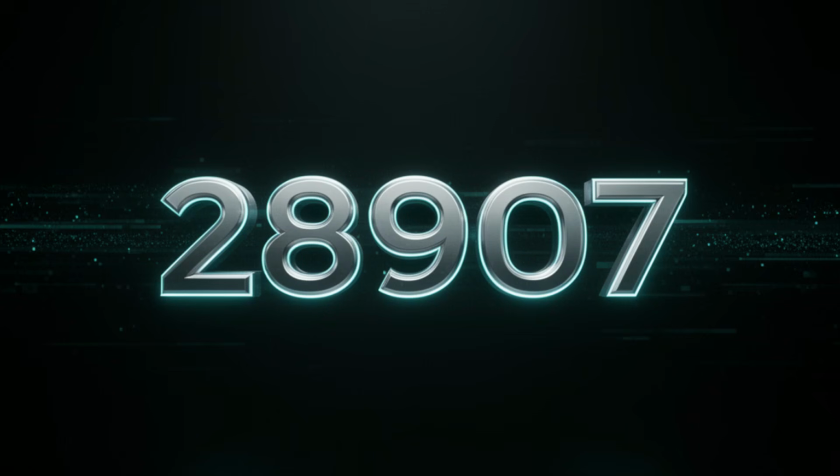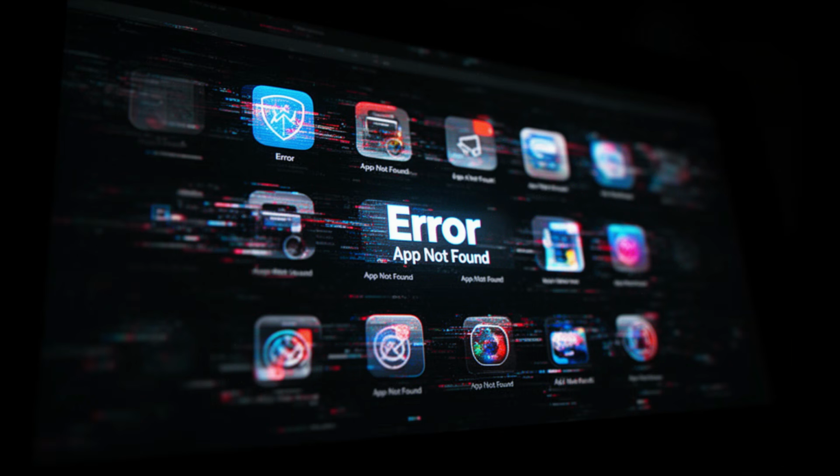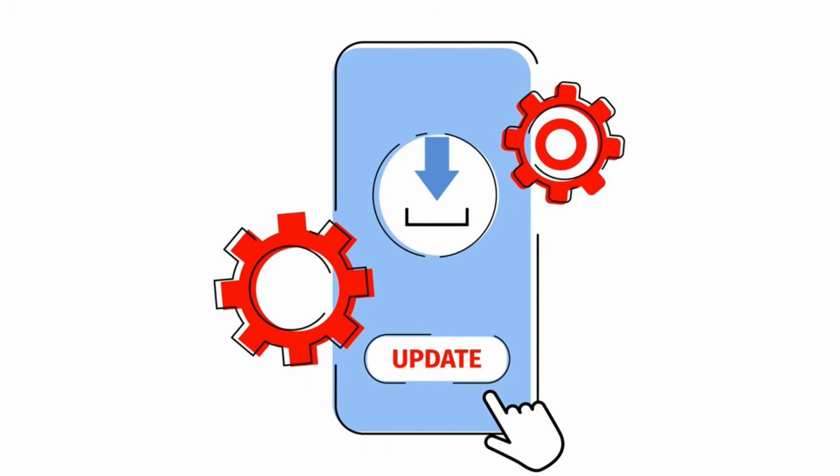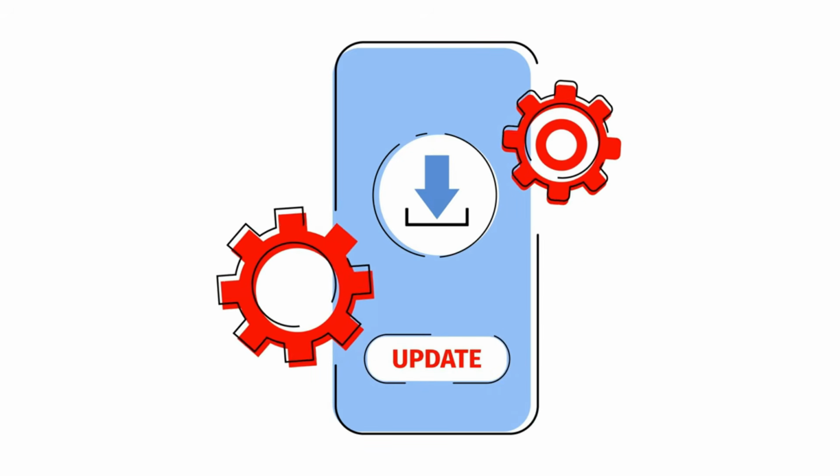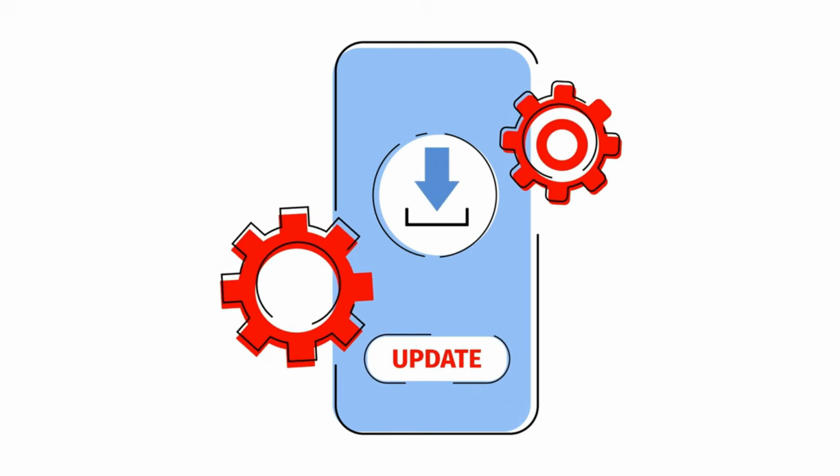So that is it. The best downloader code in 2026 is 28907. If your old apps stopped working, got replaced, or just are not reliable anymore, this is the fastest way to get fresh alternatives, new releases, and updated versions without hunting all over the internet.